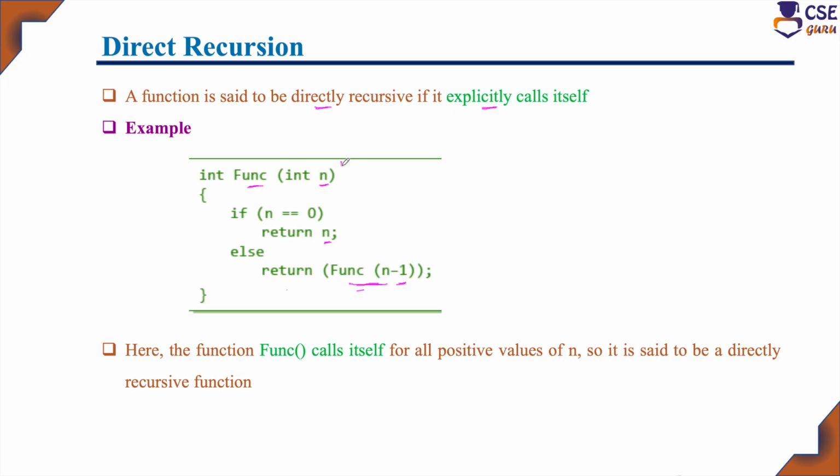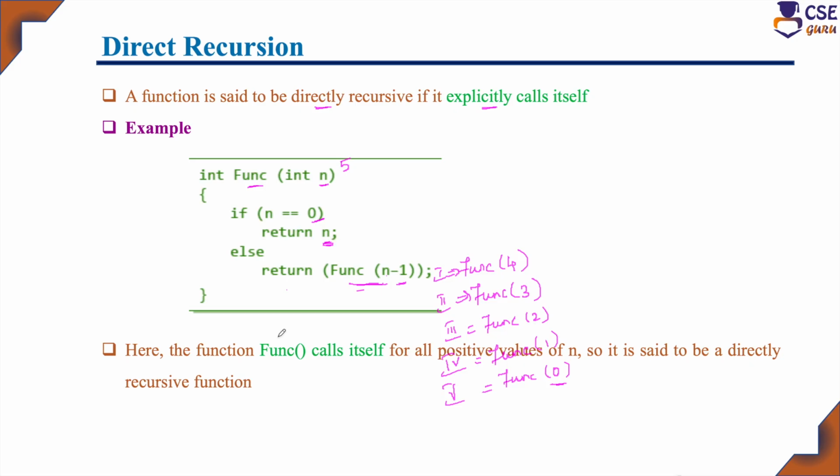For example, if you give n value 5, in the first recursive call it will call with function 4. This is the first recursive call. And the second recursive call will call with function n minus 1. n is 4 now, n minus 1 is 3. Next step, third recursive call, function of 2. Fourth recursive call, function of 1. And fifth recursive call, function of 0. And when n value is 0, it will return n as the result.